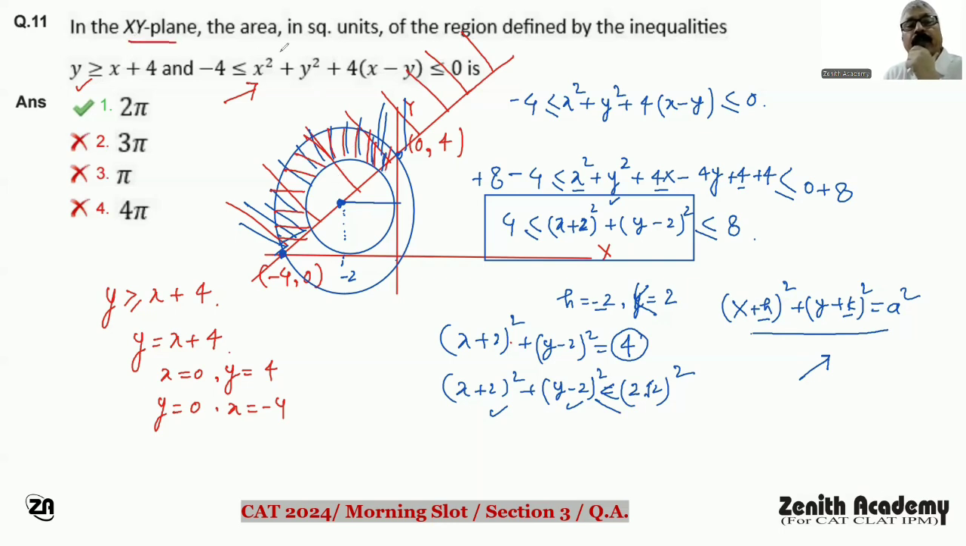So in the XY plane, the area in square units of the region defined by the inequalities means what you have to find is this region, this one. This is what we have to find. Correct.